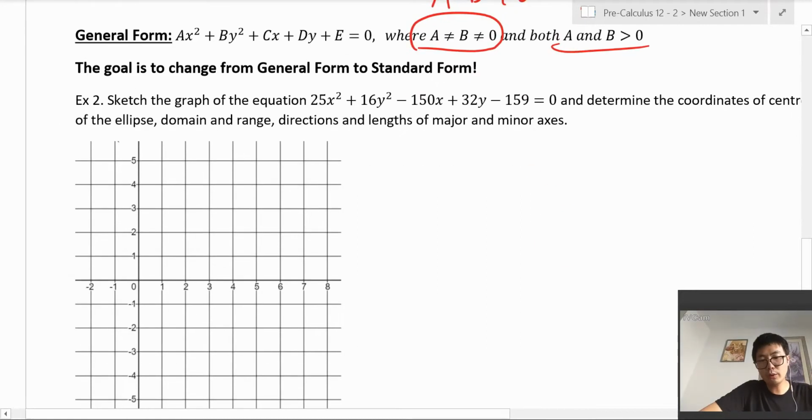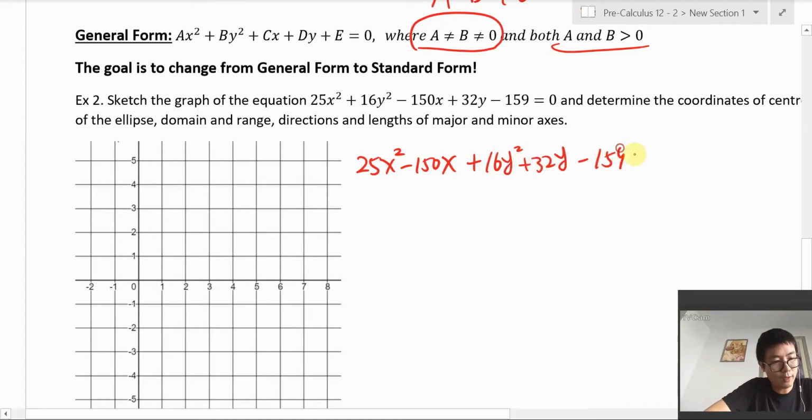Okay, so here we go. Here is the equation in general form. You probably could have guessed it as well. To graph this, we will need to turn this into standard form. So we need to complete the square for both x and y. Recall what we need to do first is to group the x's and the y's together separately. So 16y squared with 32y. I'm going to keep the minus 159 on the left hand side for now. It doesn't really matter, at the end of the day, it's the same thing.